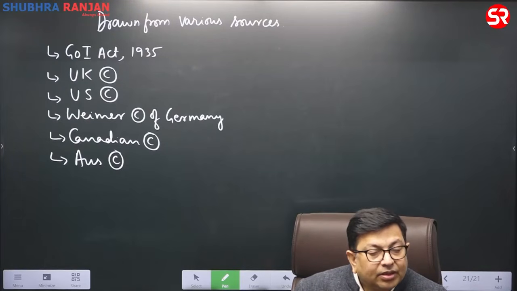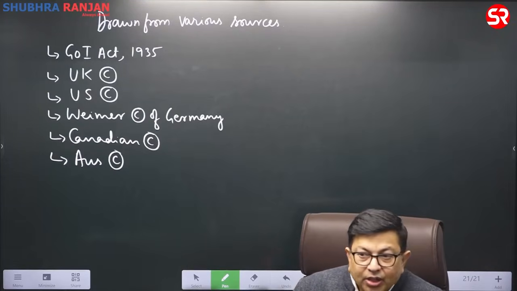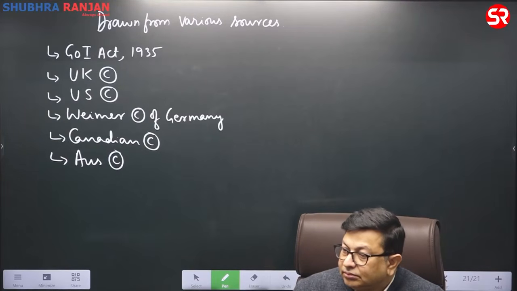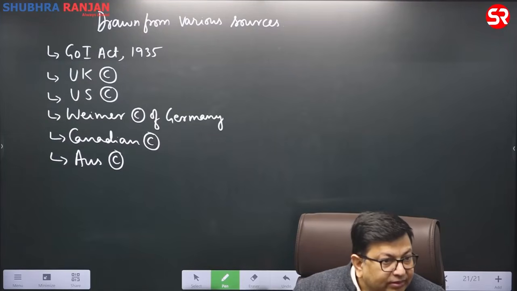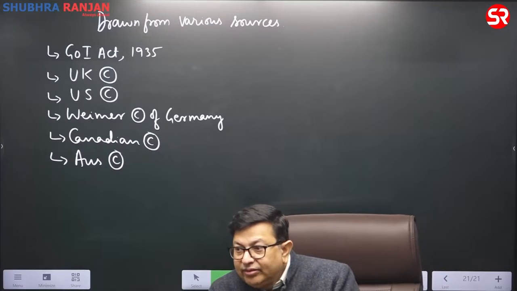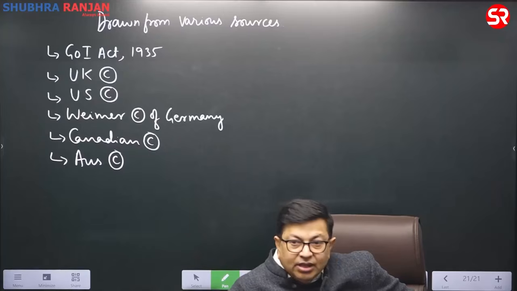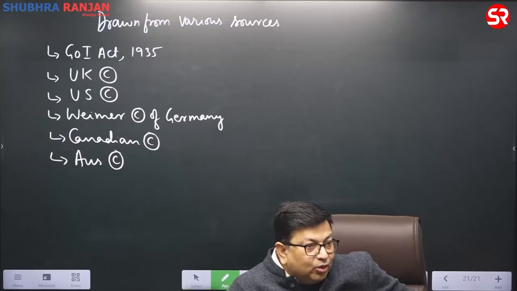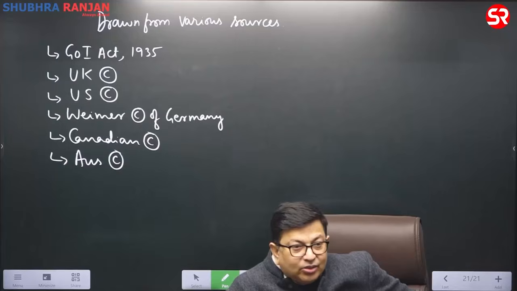Next, cooperative federalism, then Article 301, that is freedom of interstate trade, commerce and intercourse. Freedom of interstate trade, commerce and intercourse.